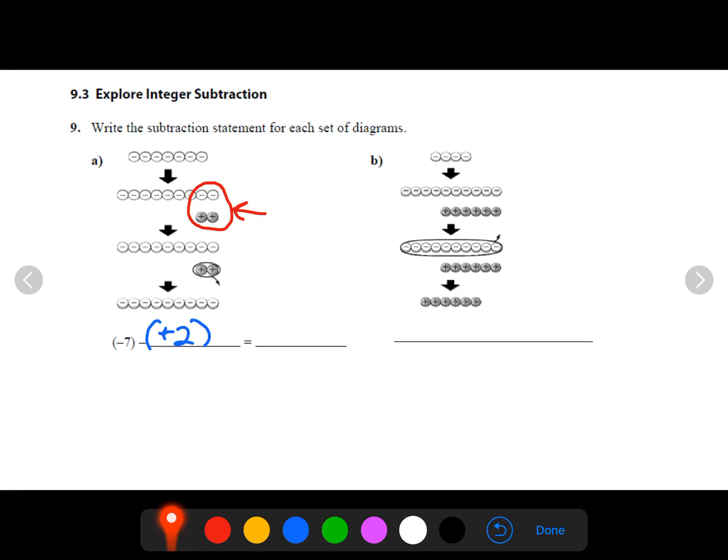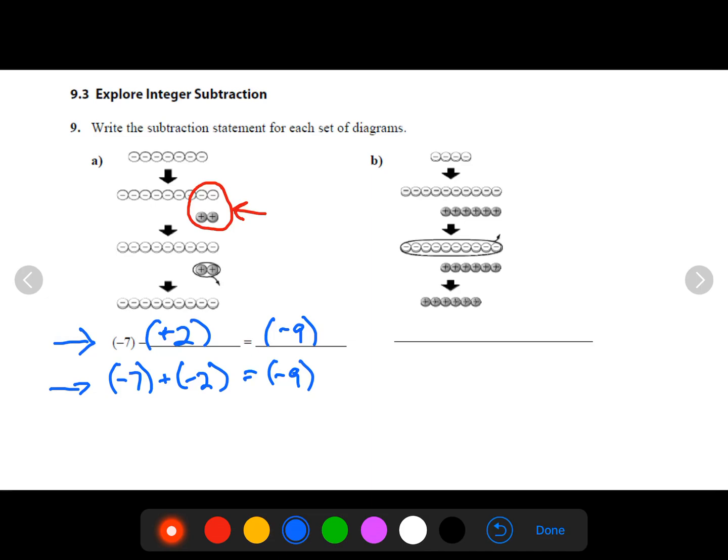And then when you look at it, that means you've got 1, 2, 3, 4, 5, 6, 7, 8, 9 negatives. And if you look at the equation, -7 subtracting +2 is the same as adding -2. -7 and -2 is equal to -9. So that's what's going on here in this diagram. This describes it, and this is a way to solve it without using the chips.